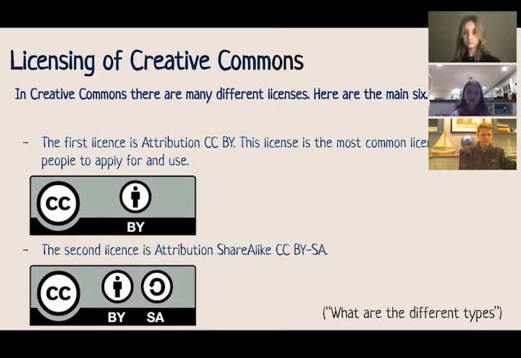The second license is Attribution Share Alike, CC BY SA. The second lets people tweak, remix, and build upon your work for commercial purposes as long as credit is given and it is filed under the same terms.